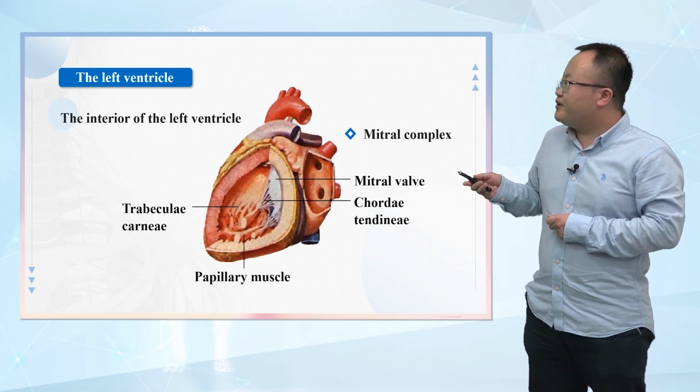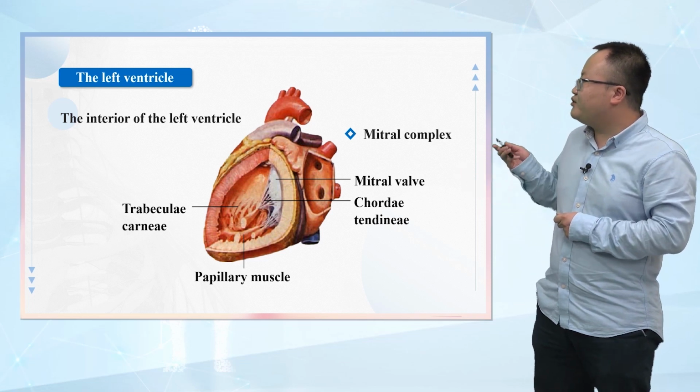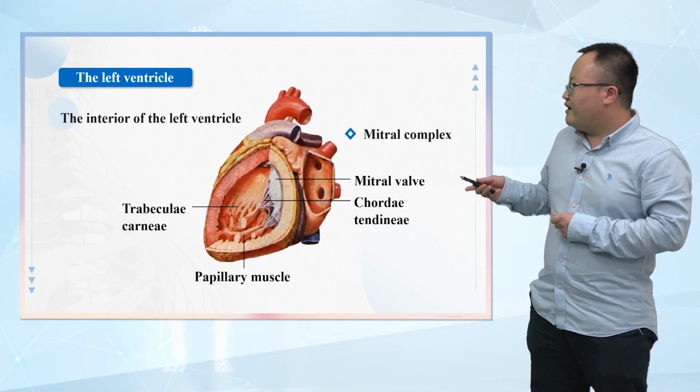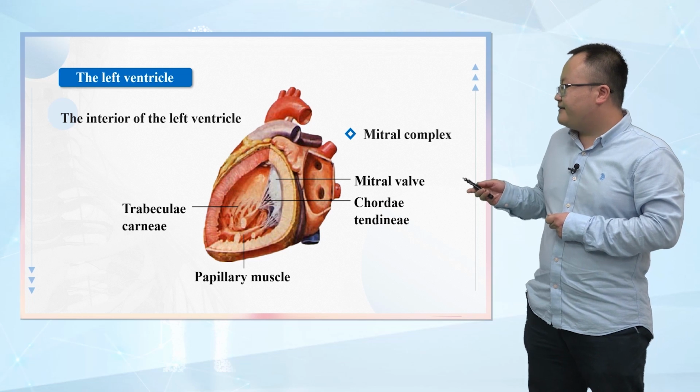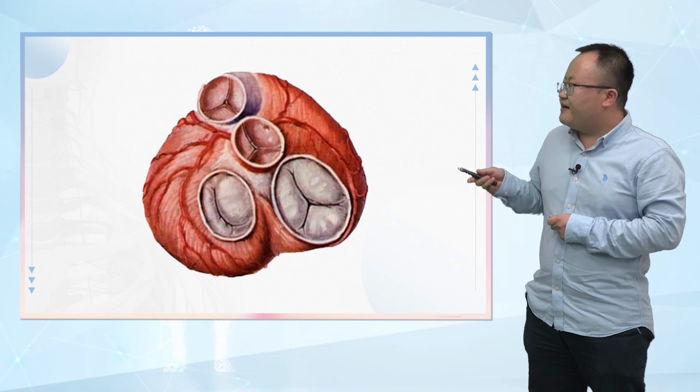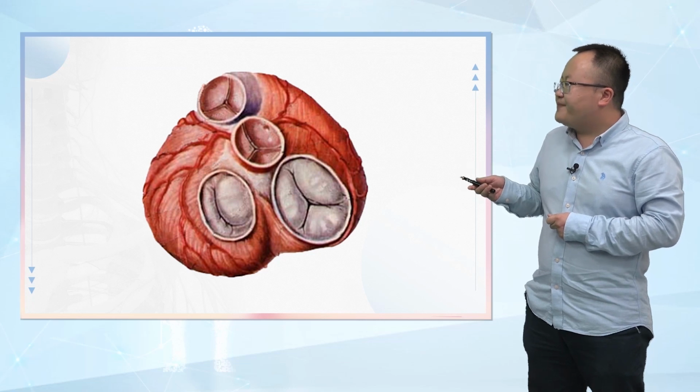The left ventricle. With the interior view of the left ventricle, we can see the mitral complex, which includes the mitral valve, chordae tendineae, and papillary muscles. This demonstrates the width of the heart.